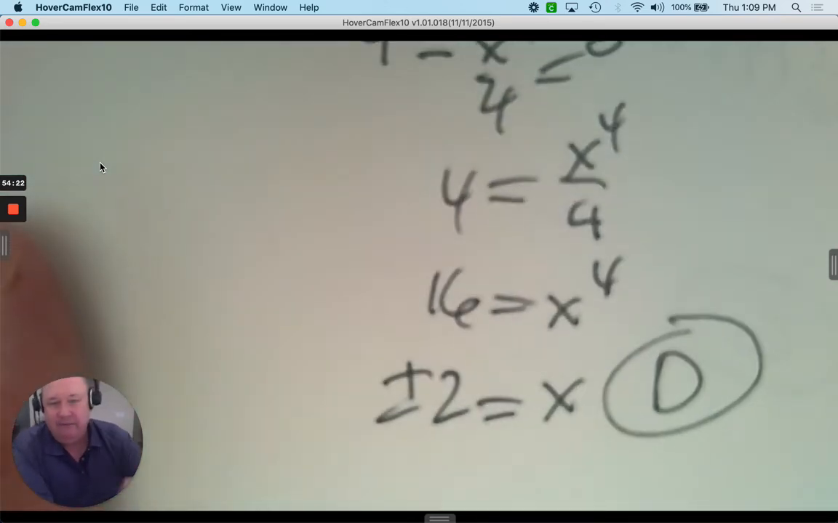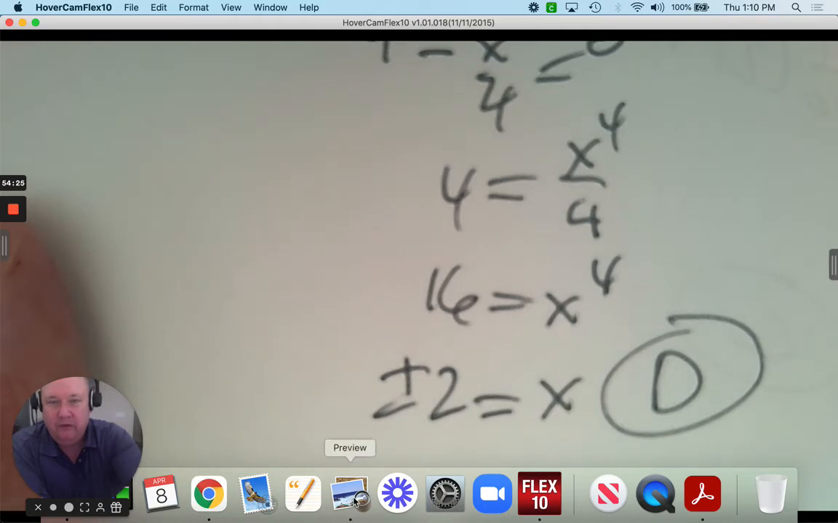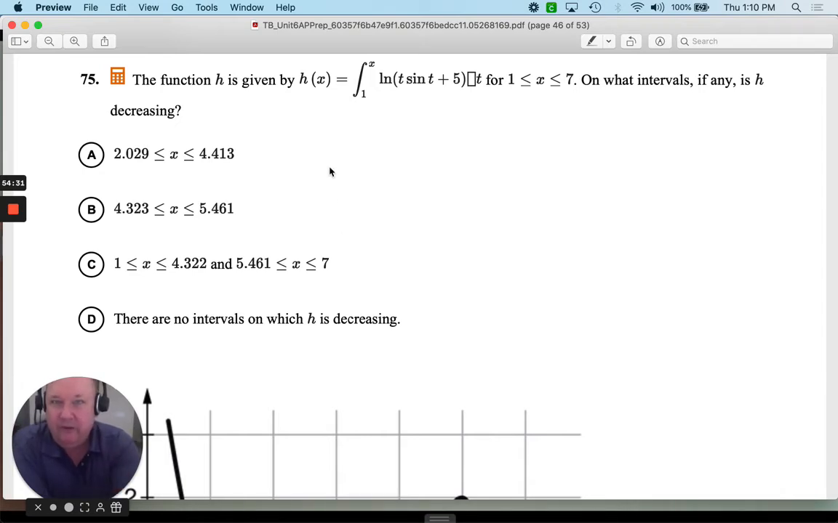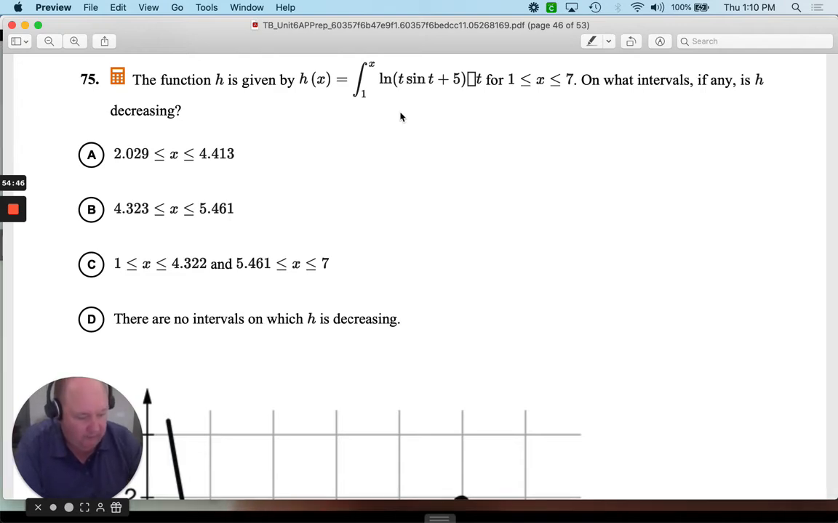Number 75 is a calculator question. It says you're given h. Whenever I see this setup, you're going to take the derivative. It says, on what intervals is h decreasing? So take the derivative. This is the fundamental theorem of calculus. You're just left with ln. So for increasing and decreasing, you take the derivative. So it's ln of x times sine x plus 5. I think for this one, it's easiest to graph it and look at it.